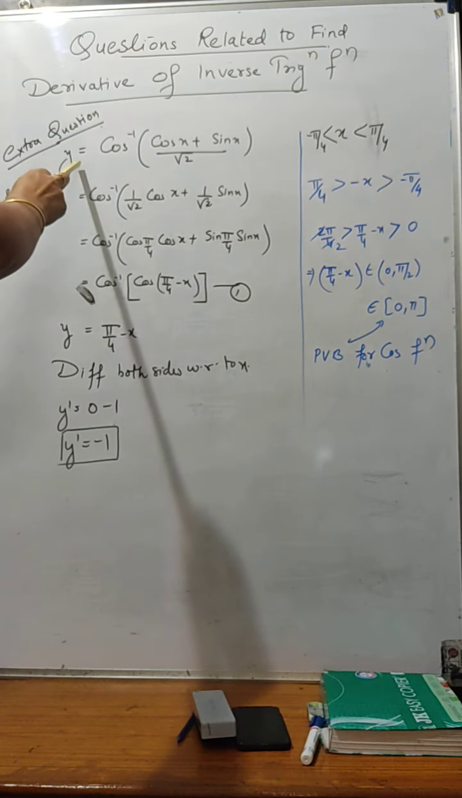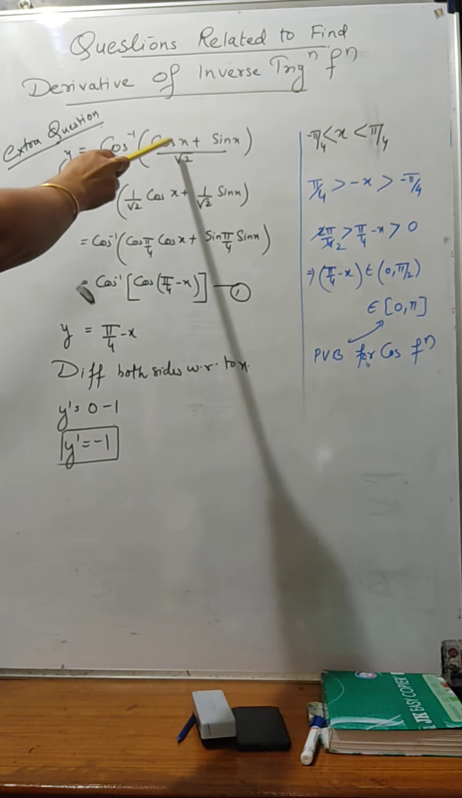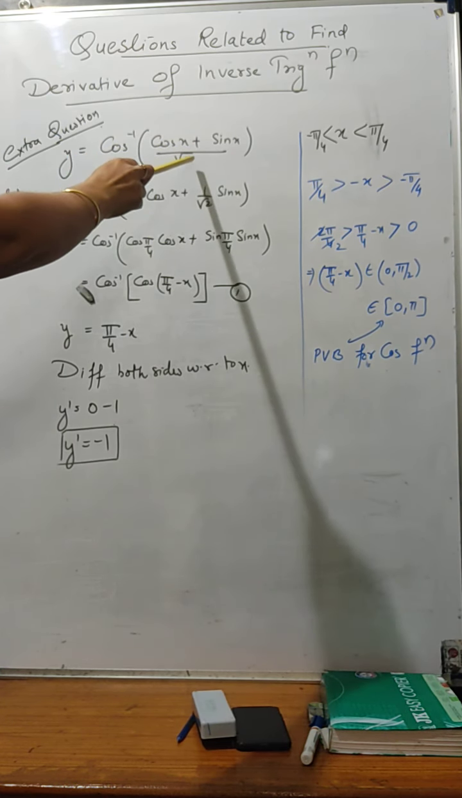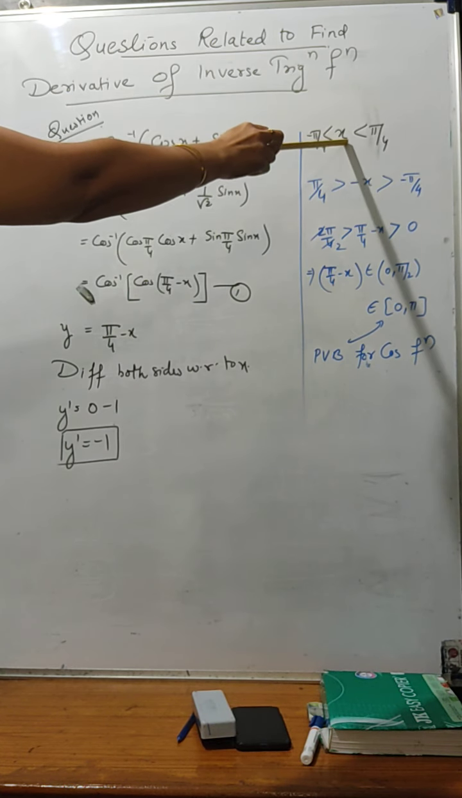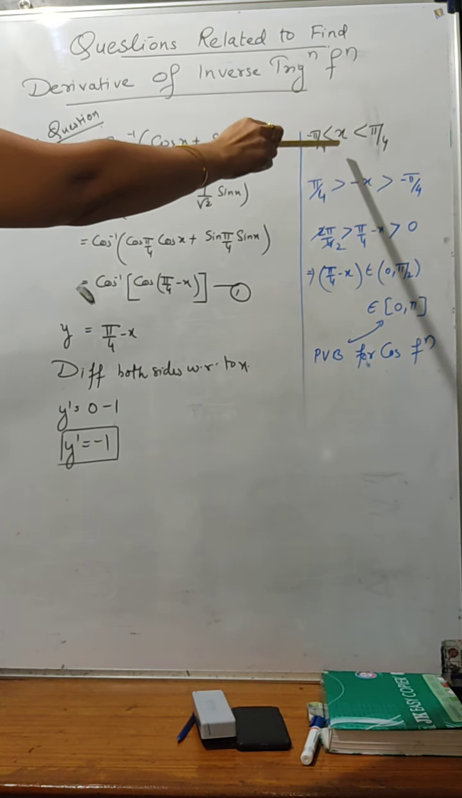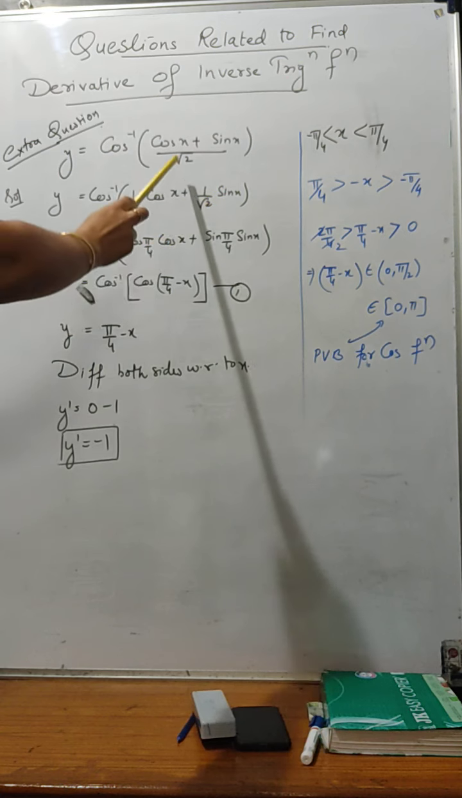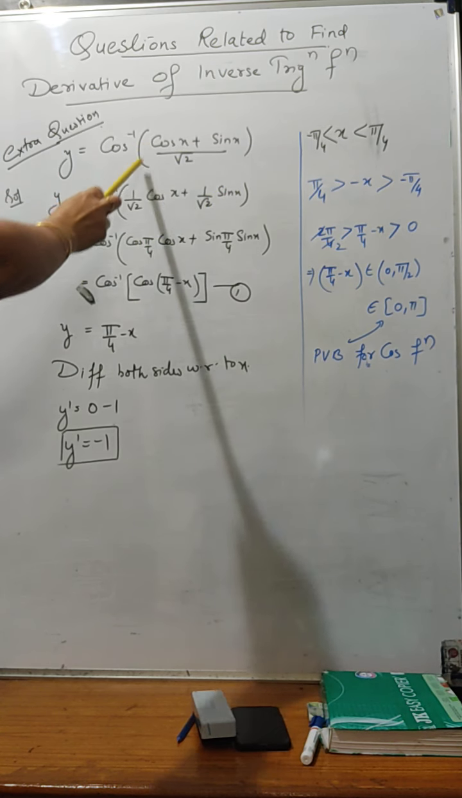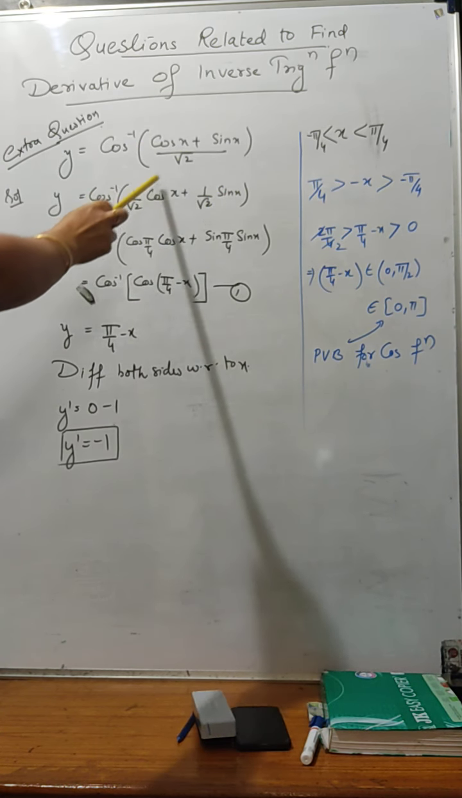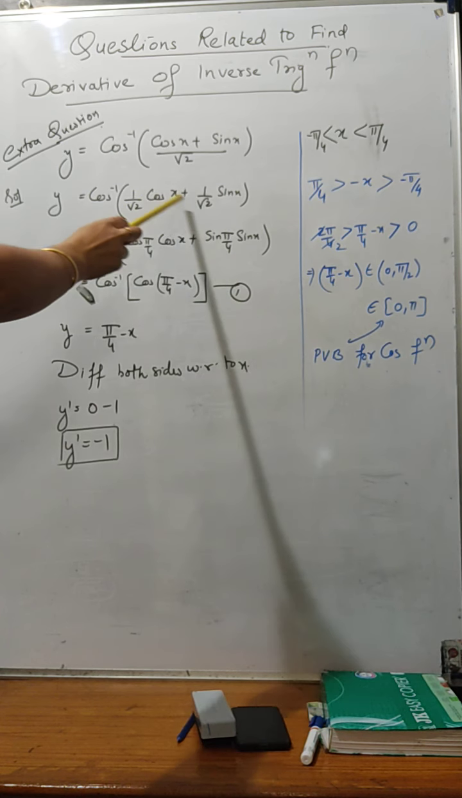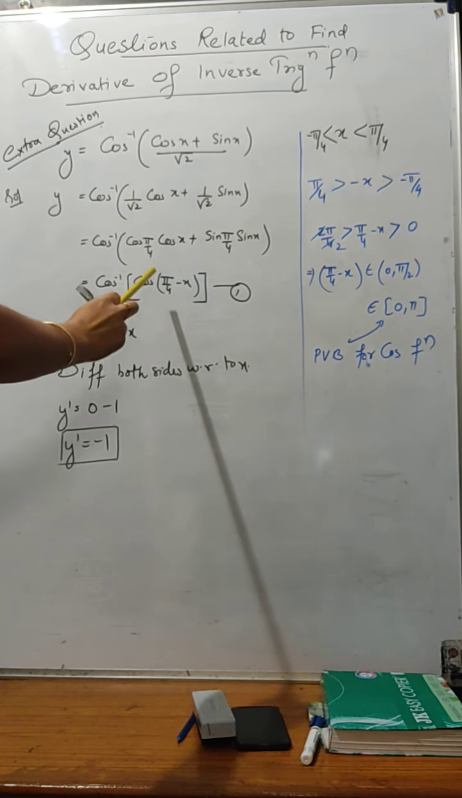Now, extra question: y equals cos inverse of (cos x plus sin x) whole divided by root 2, and the interval for x is greater than minus pi by 4 and less than pi by 4. Now here, root 2 we can write in this particular form, that means 1 upon root 2 cos x plus 1 upon root 2 sin x.